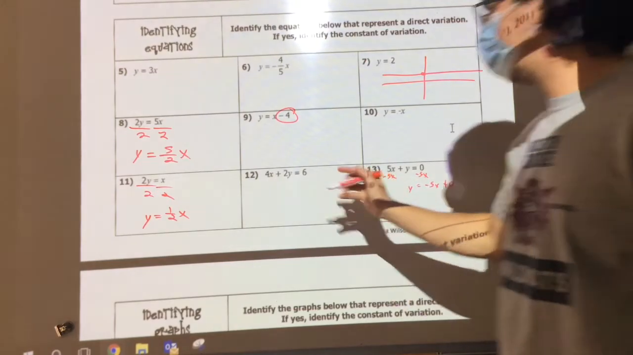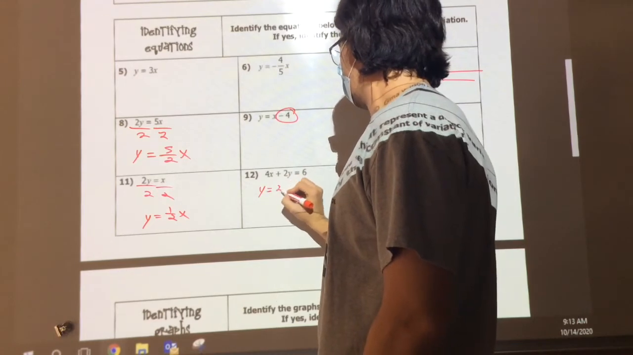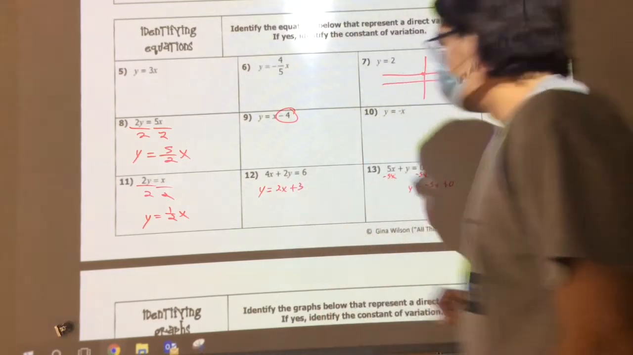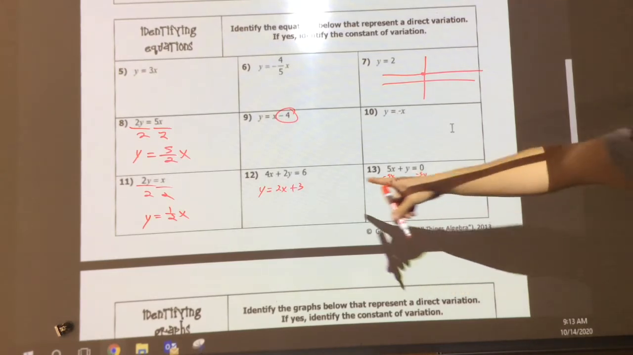Steven, tell me what you got. Y equals 2x plus 3. Do we agree? Okay. Does that one have direct variation? No, because it has a y-intercept.